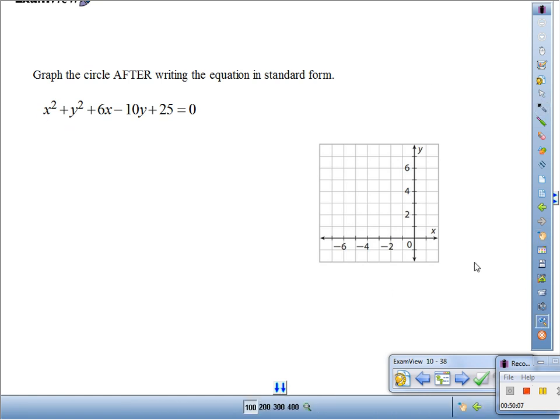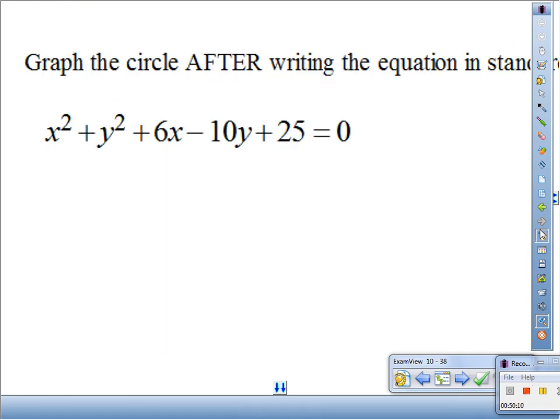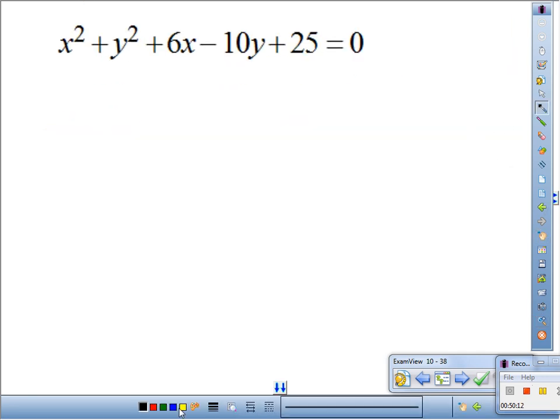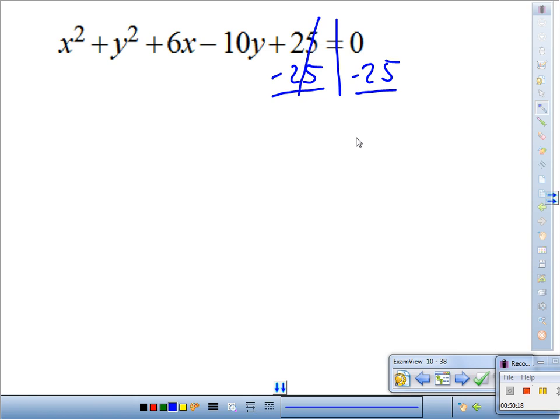Let me zoom in. First, we need to write it in standard form. How do we do that? We need to get rid of the constant. So what is my constant? 25, so I subtract 25, subtract 25. I end up with negative 25 on this side.